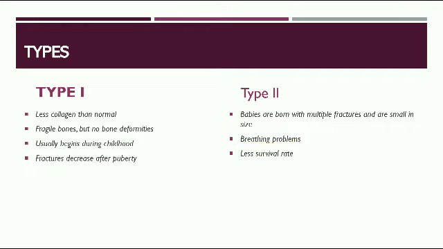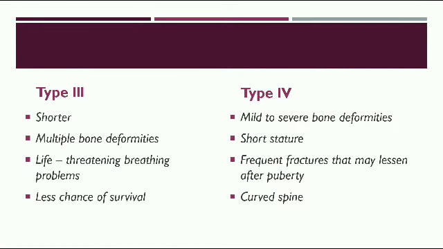Now moving on to the third type. In type 3, the babies are shorter and there are multiple bone deformities, and there will be life-threatening breathing problems very similar to type 2, and also there is less chance of survival. And in type 4 there will be mild to severe bone deformities. That is, bone deformities are going to be present, but they will be mild to severe. And so there will be a short person, that is, the height of the person will be reduced, the spine would be curved, and there will be frequent fractures that may lessen after puberty, very similar to type 1 OI.